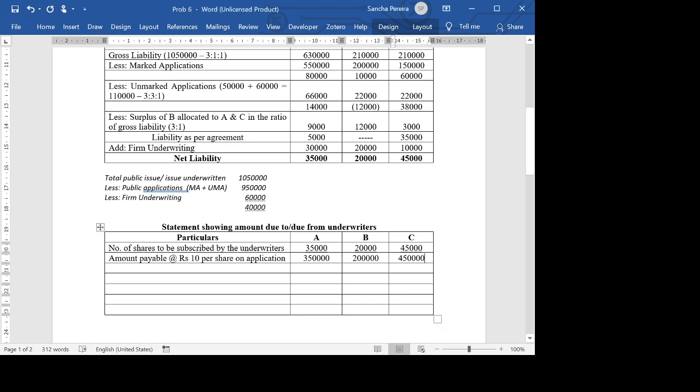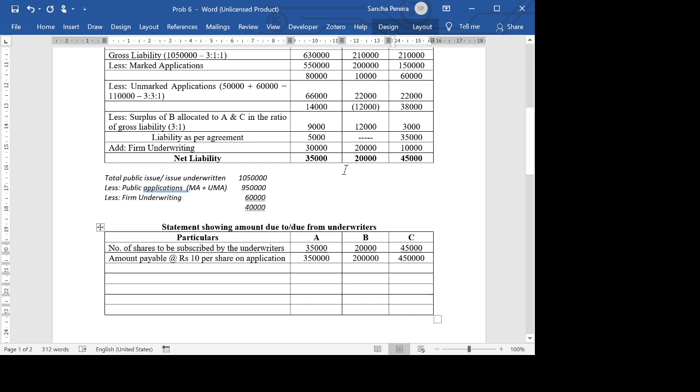Okay. Now what happens here is, if you see this 35,000 shares, 20,000 shares, 45,000 shares, how have we come to 35,000? 5,000 is what he has to take up as per agreement, out of the 40,000 that nobody has taken up. And 30,000 is firm underwriting. When does firm underwriting happen? It happens even before the public issue is made. When the underwriters decide in advance, whatever may be the public issue, they will take up a certain number of shares. And when they say they will take up a certain number of shares, they also pay the application money on those shares. So whenever somebody expresses their intent to take up a certain number of shares, they have to pay the application money.